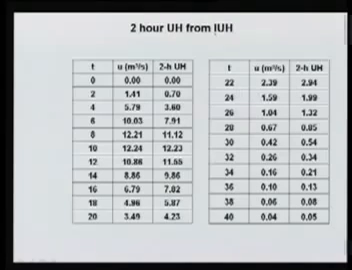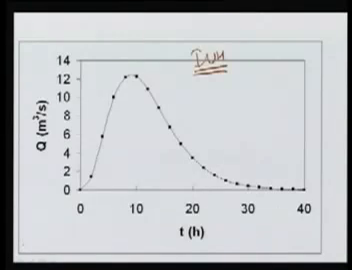Suppose we are given the IUH and we want a 2-hour unit hydrograph derived from the IUH. Now, since the IUH represents instantaneous rain, if we take any time interval delta t, the average of these two ordinates will give us the ordinate of the unit hydrograph. Suppose this is 2 hours.